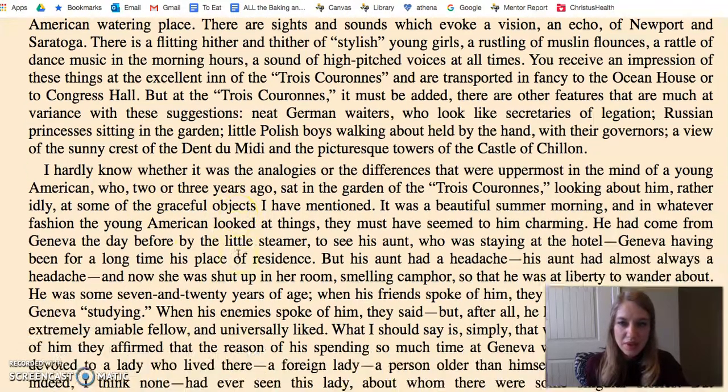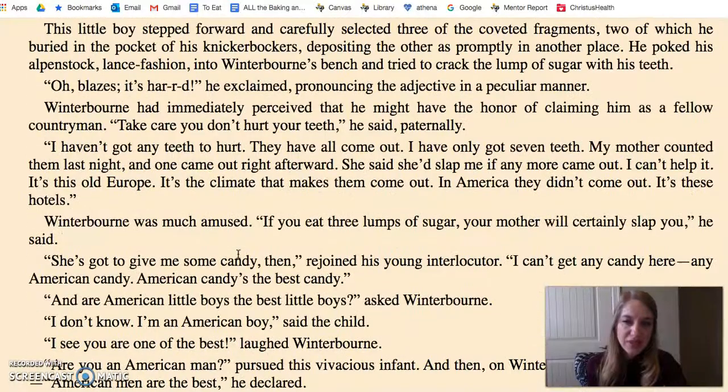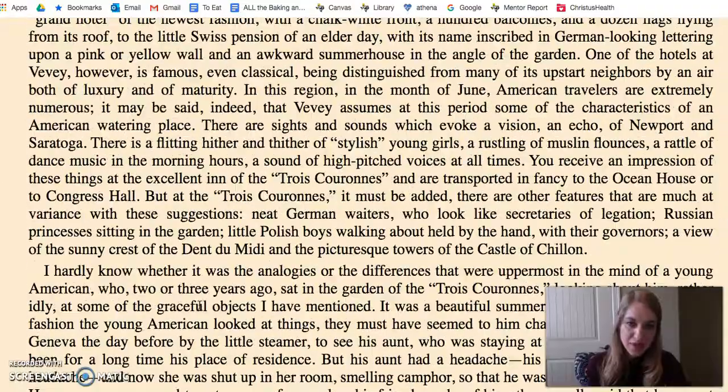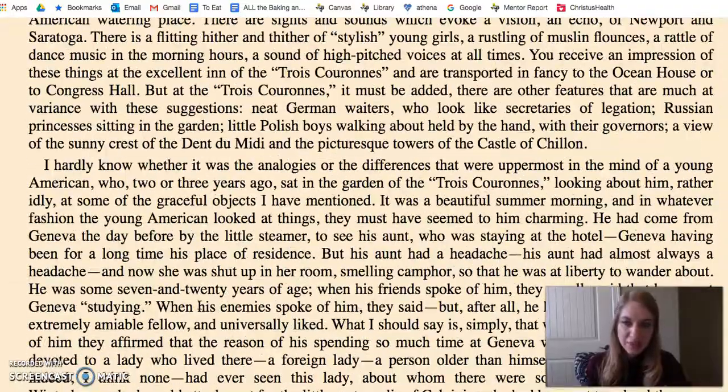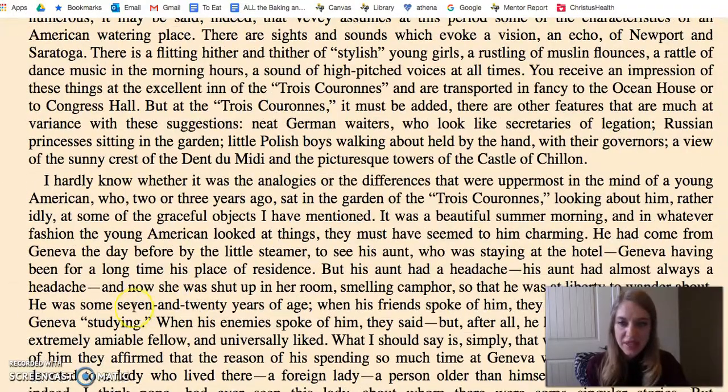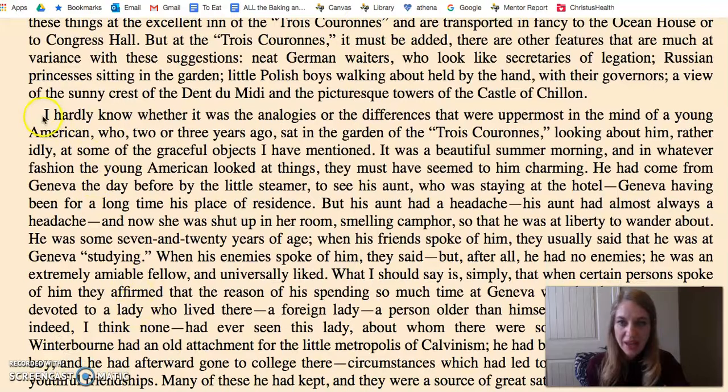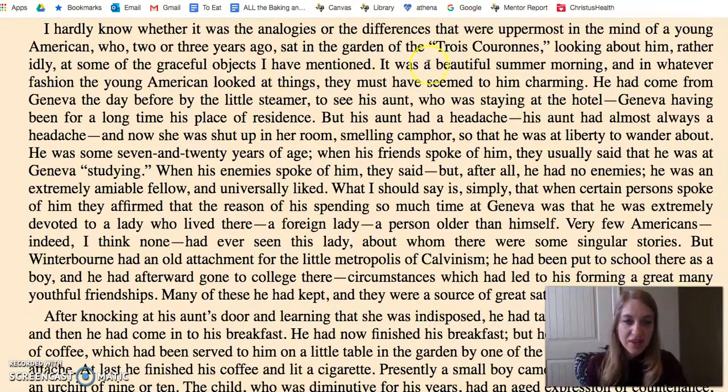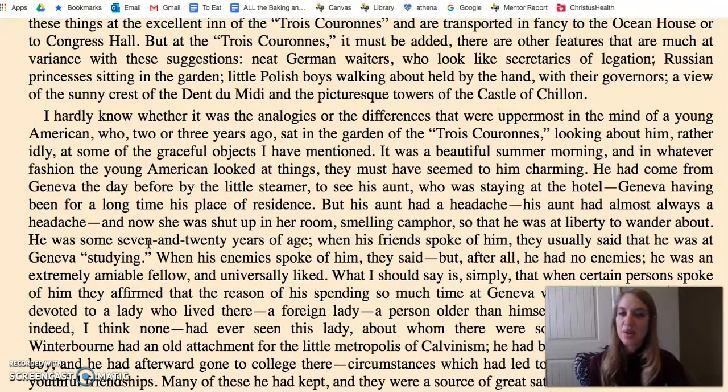Then if we move on to point of view, it's tempting, if we start reading, to say that it's in third person because it uses he and she, and the characters speak to each other. But the very beginning sets it up a little bit differently. If we look at the second full paragraph here, we get this word I: "I hardly know whether it was the analogies of the differences I have mentioned." If we keep scrolling down, this whole second paragraph mentions I several times. So our narrative is actually told by an unknown narrator, and it is in first person.